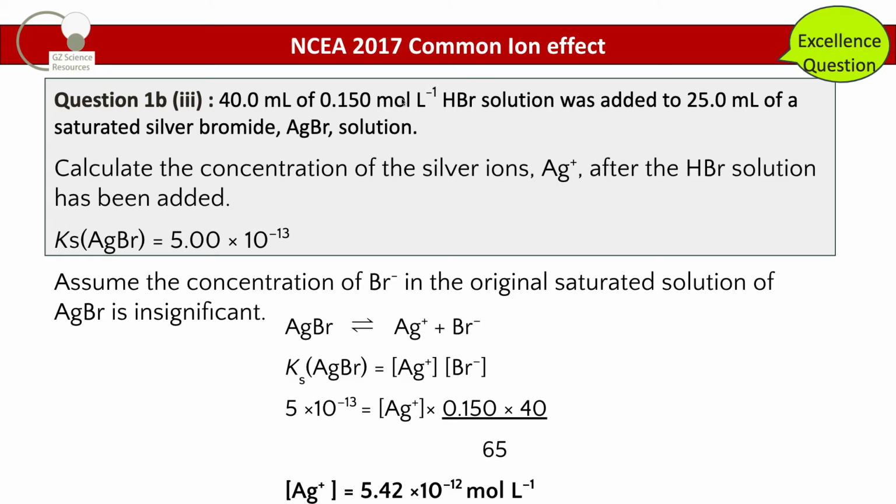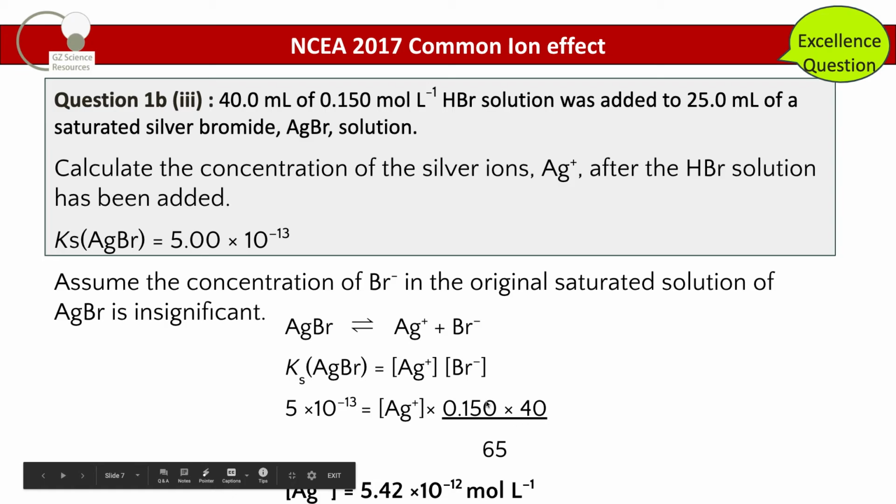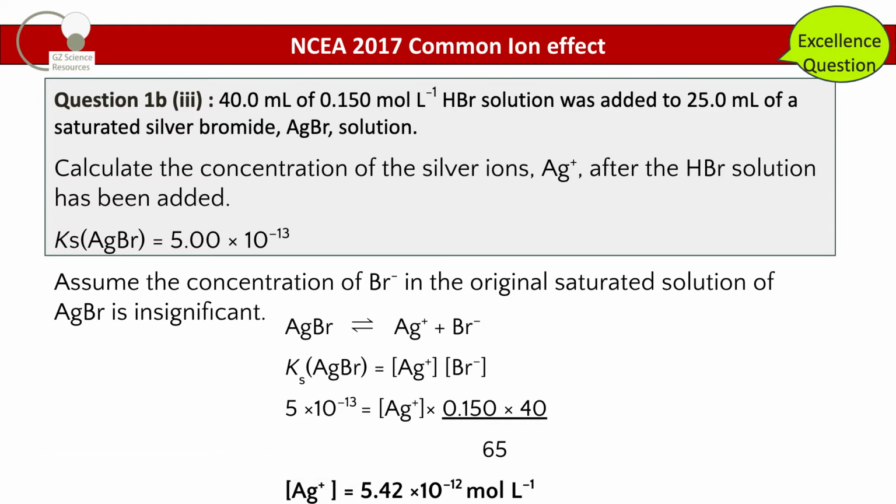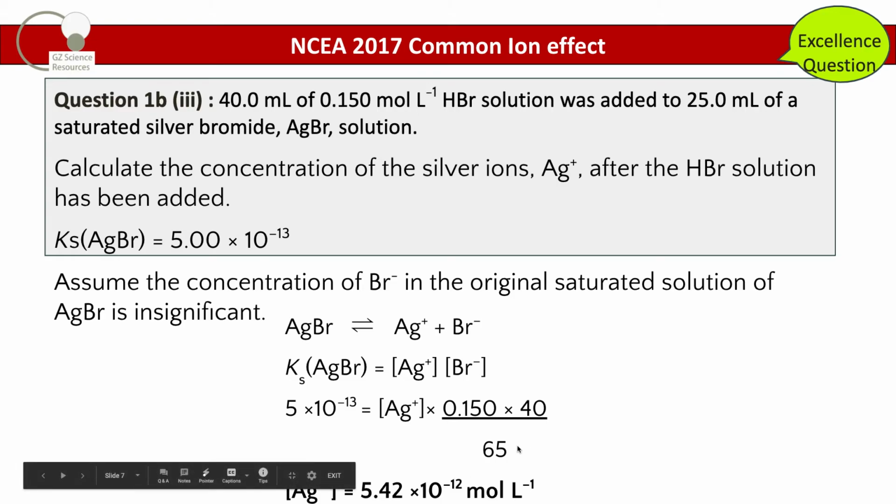The HBr solution, right? So the 40 mils times its concentration tells us the number of moles we've got, because C times V is n. And then because this needs to be a concentration, n divided by volume is concentration. I'm trying to find the bromide concentration in the solutions after I've mixed them both to make one super mega solution, right? And the total volume of that combined solution is 65 mils.